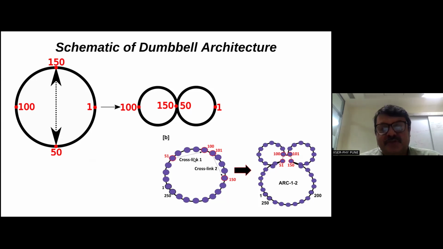And later you shall see we are also going to cross-link, introduce a spring between the 51st monomer and the 100th monomer. So this is a 200 monomer ring, so that we're going to have two small rings and one big ring, right? And this will become relevant. So you have two small loops and one big loop. We call this the arc 1, 2 because there's one big loop and two small loops.